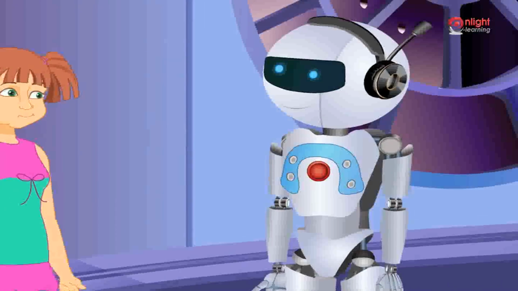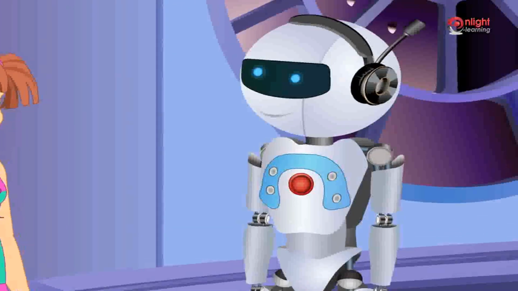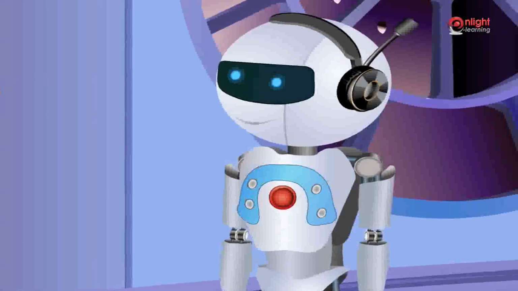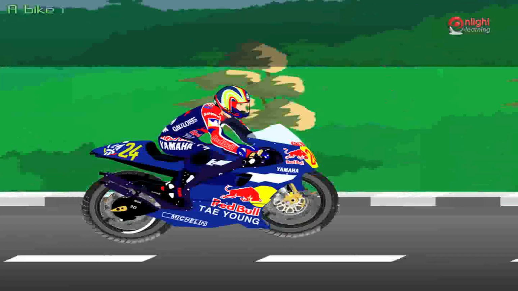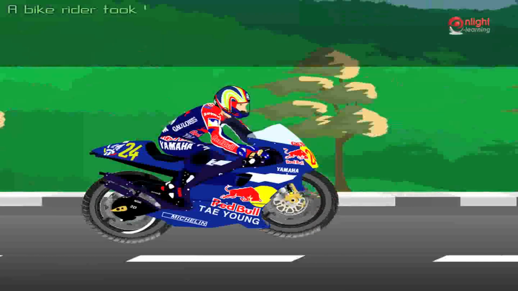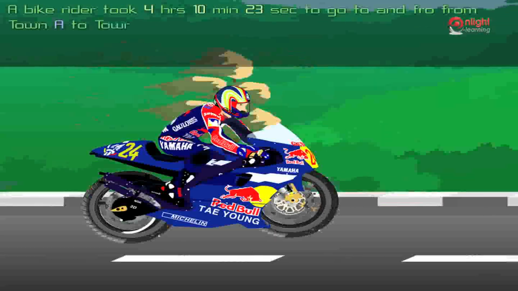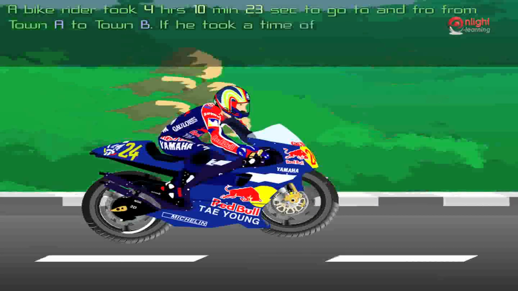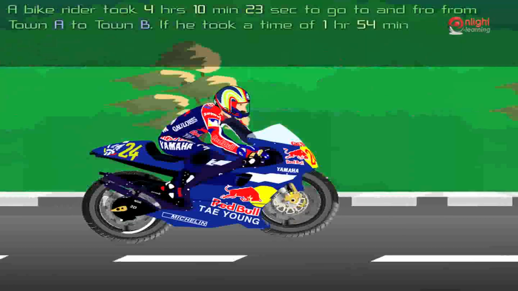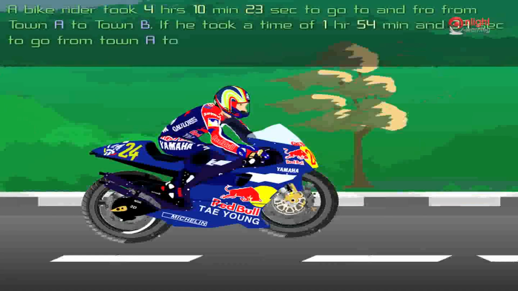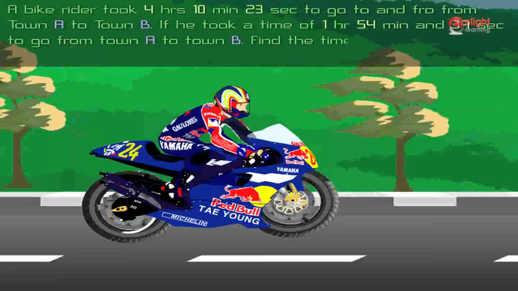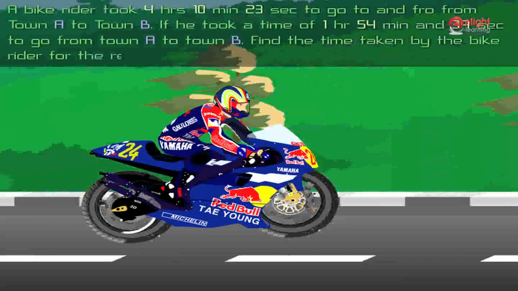Let us now consider a case involving 3 units of time and learn how to subtract them. A bike rider took 4 hours 10 minutes and 23 seconds to go to and fro from town A to town B. If he took a time of 1 hour 54 minutes and 39 seconds to go from town A to town B, find the time taken by the bike rider for the return journey.